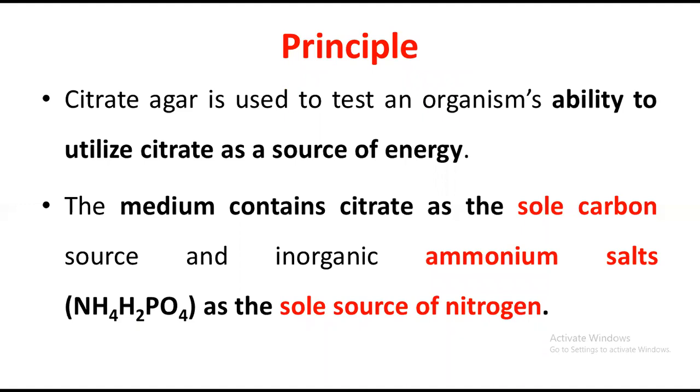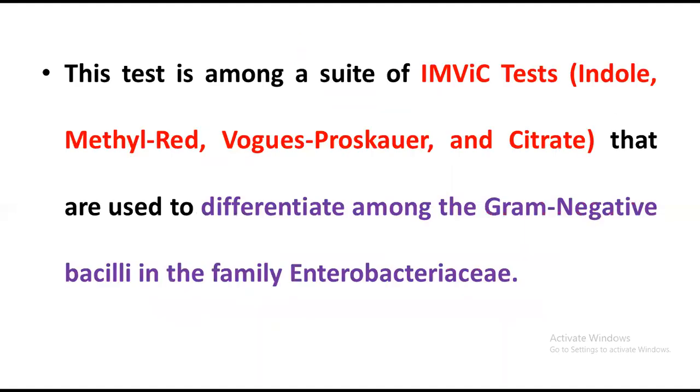Different ammonium salts are also there that are used as a source of nitrogen, because nitrogen is used to manufacture different nitrogenous compounds like amino acids and nitrogenous bases. So citrate is used as the sole carbon source, and ammonium salts are used as a source of nitrogen. This test is among a suite of IMViC tests. This stands for indole, methyl red, Voges-Proskauer, and citrate. When you hear such terms, you can easily tell that these are four types of tests, and citrate is included in them.